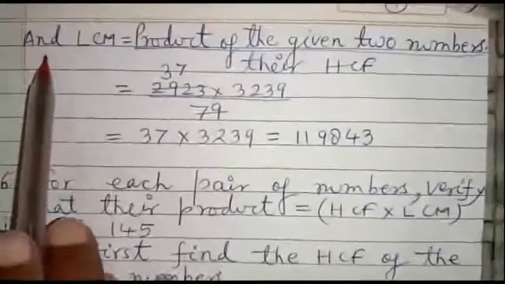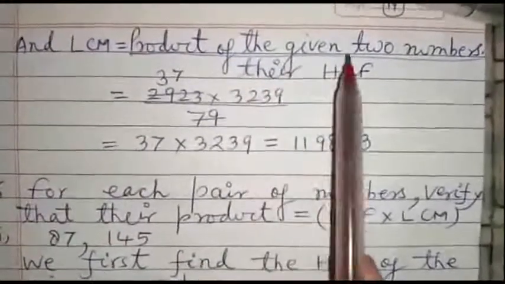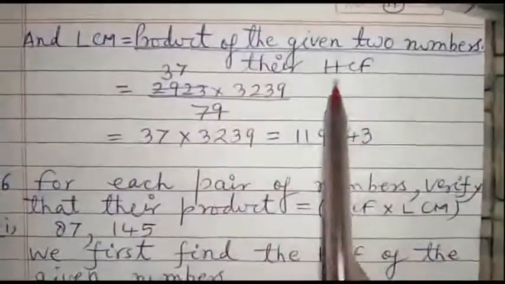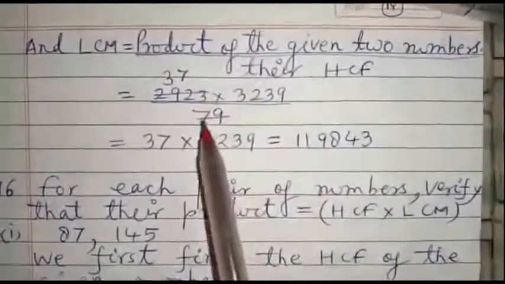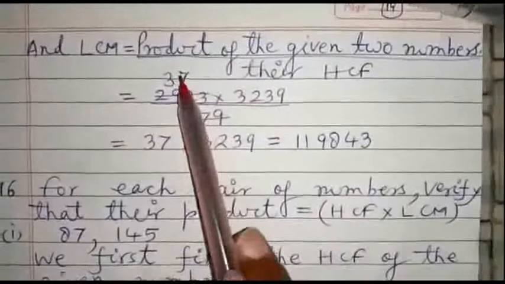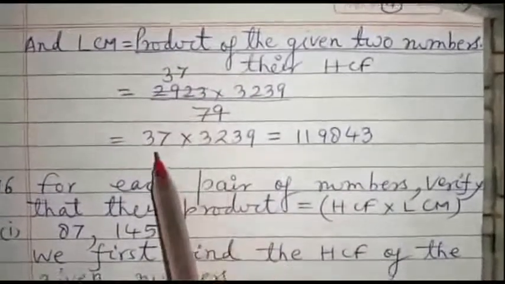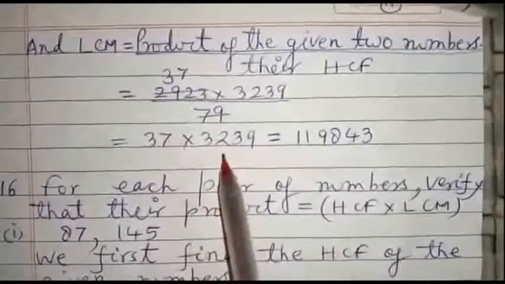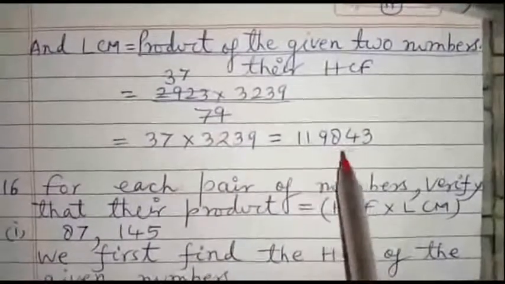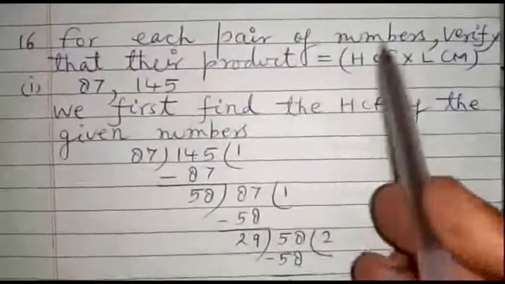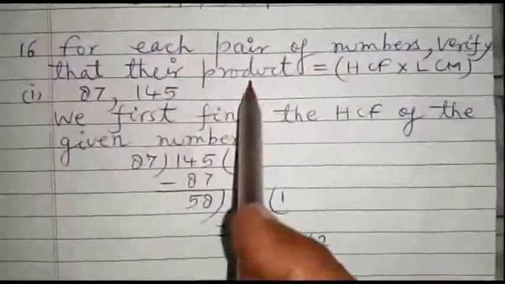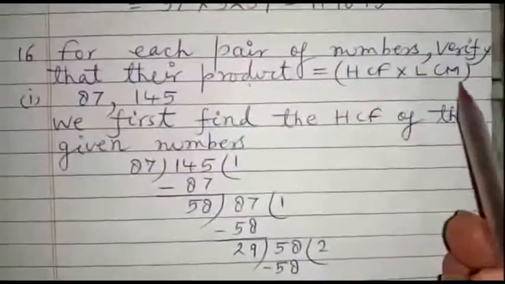Now we have the formula, LCM will be product of the given two numbers divided by their HCF. 2923 into 3239 upon 79. 79 times 37 is 2923. So we will get 37 into 3239, which is equal to 119843. Question number 16: for each pair of numbers verify that their product is equal to HCF into LCM.